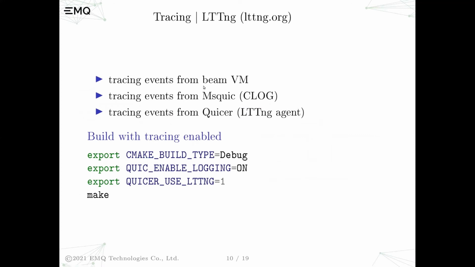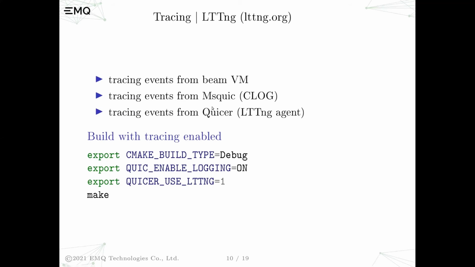To give you an example of how to do the tracing in OTP, you can recompile the OTP with LTTng dynamic tracing enabled. Then you get the tracing events from Beam. And MsQuic also uses LTTng in Linux, but they have a C-log wrapper, because their goal is to be cross-platform, so they have this wrapper to also support other frameworks in Windows.